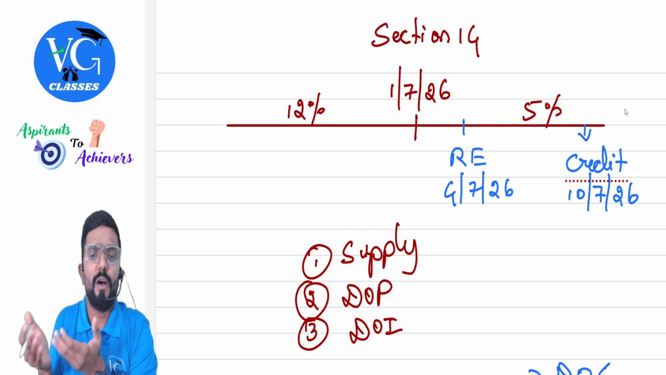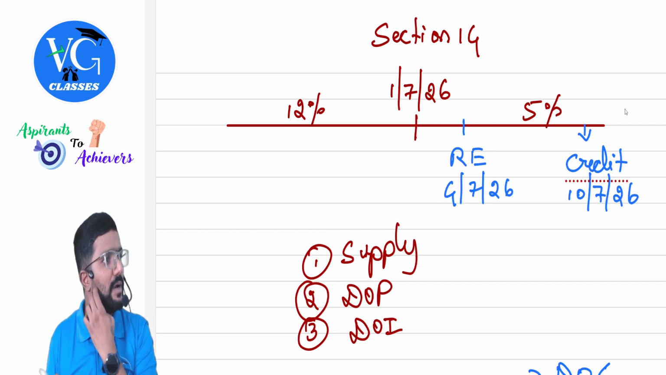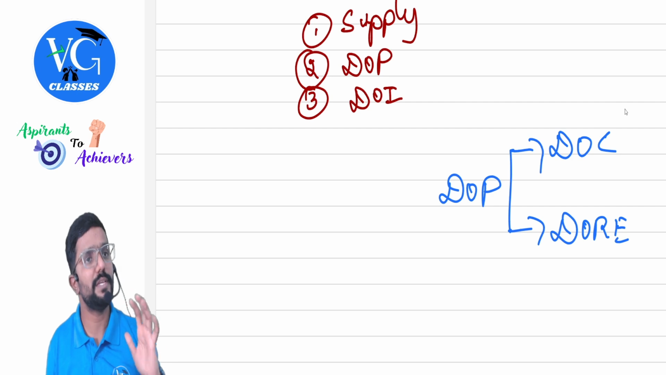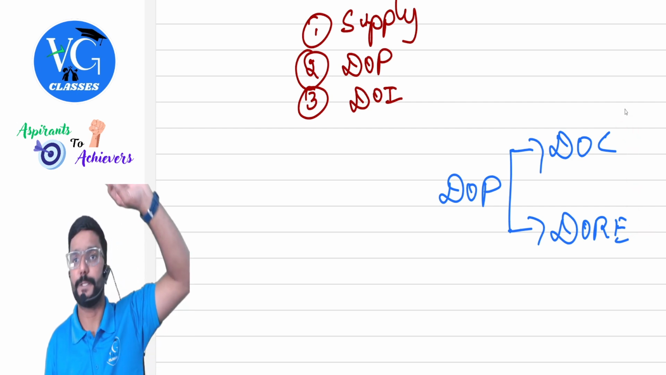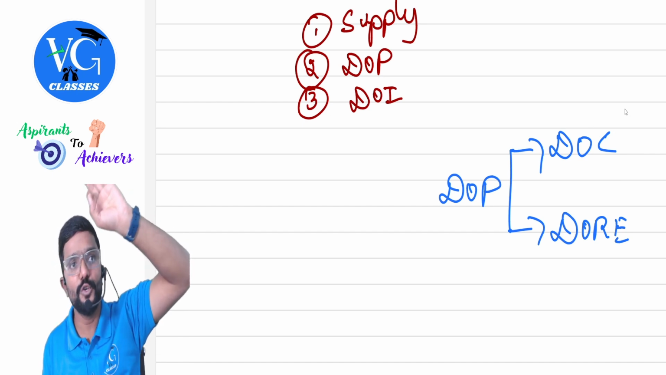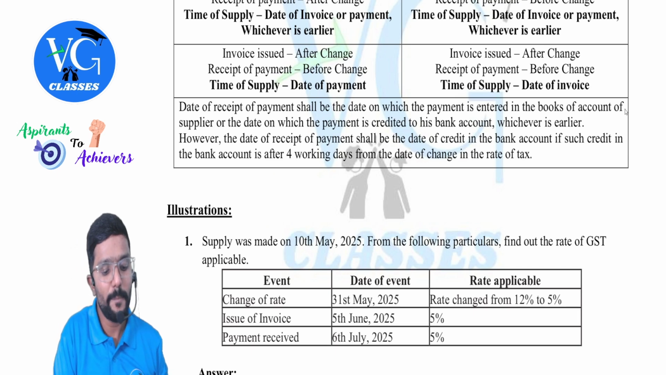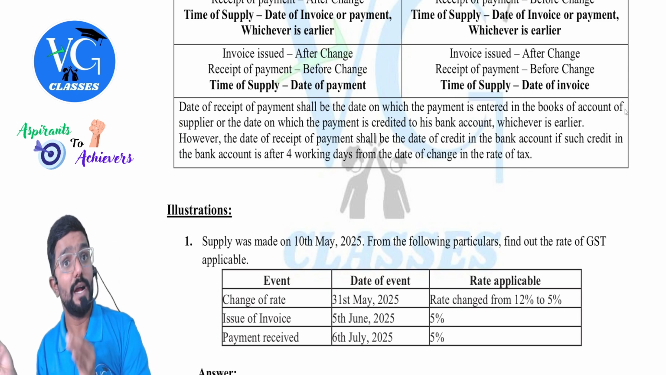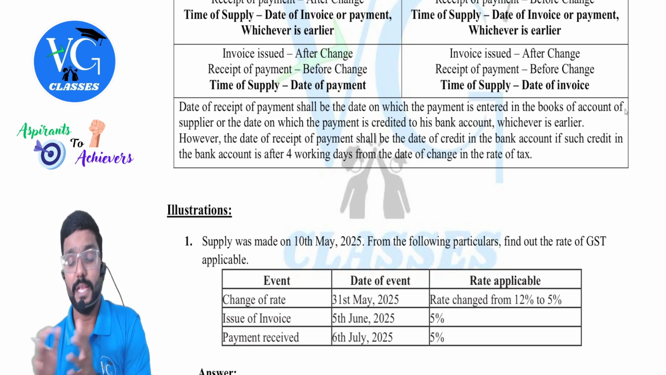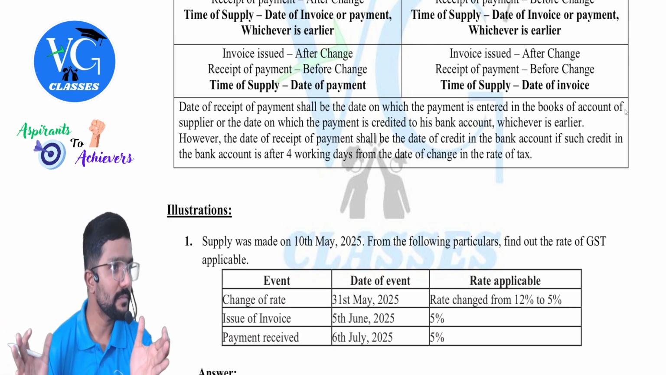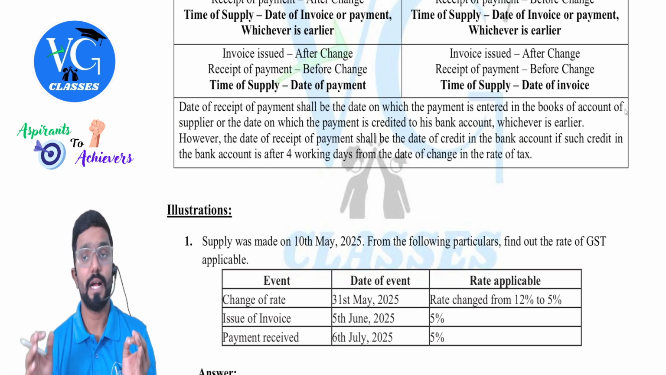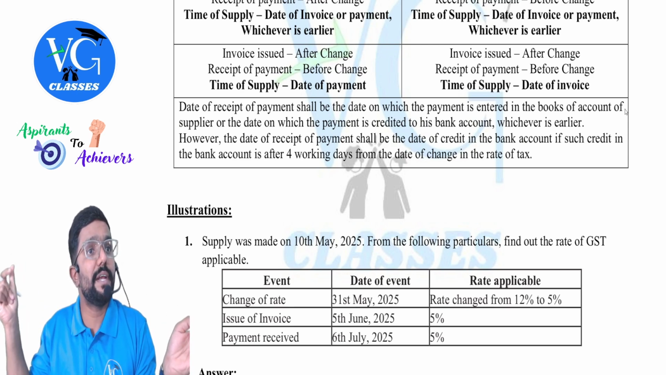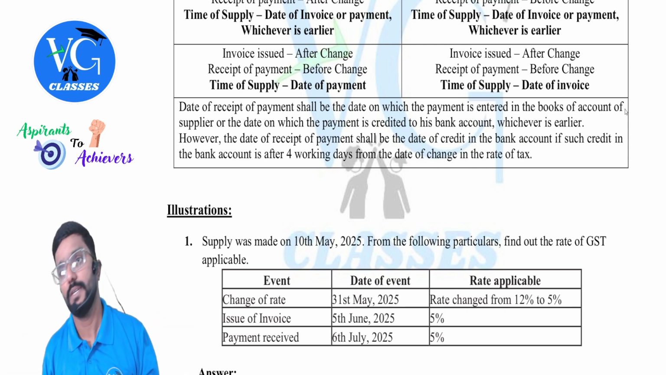Now you might ask me, sir, what if it is within 4 working days? For example, date of credit is on 2nd July only or 3rd July only. Or else it was before 1st July. In that case, should we take whichever is earlier? Yes, we need to take whichever is earlier. Hope you guys are understanding. So you should be worried about this paragraph only if date of payment is after the change, and if date of credit is given, there is a more than 4 working days gap. If the gap between the date of change and date of credit into the bank account is more than 4 working days, straight away take date of credit as date of payment. Is that clear?